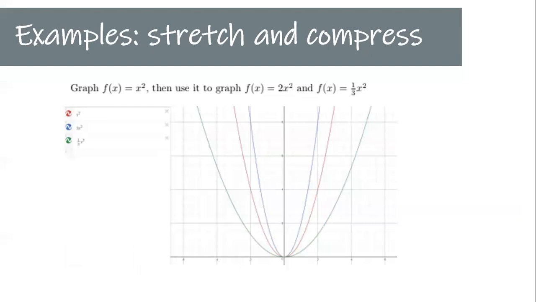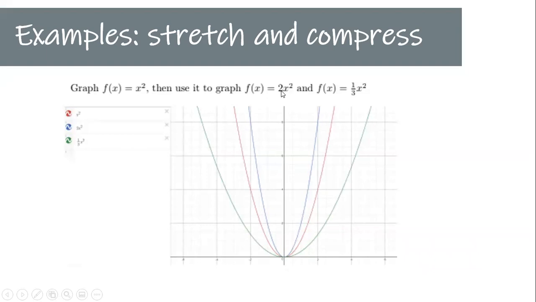Let's look at an example because I know that examples help a lot. Let's talk about the parent function f of x equals x squared. So f of x equals x squared is this, I know it's a little difficult to see, but it's this x squared in red right here. It's that middle parabola, okay?